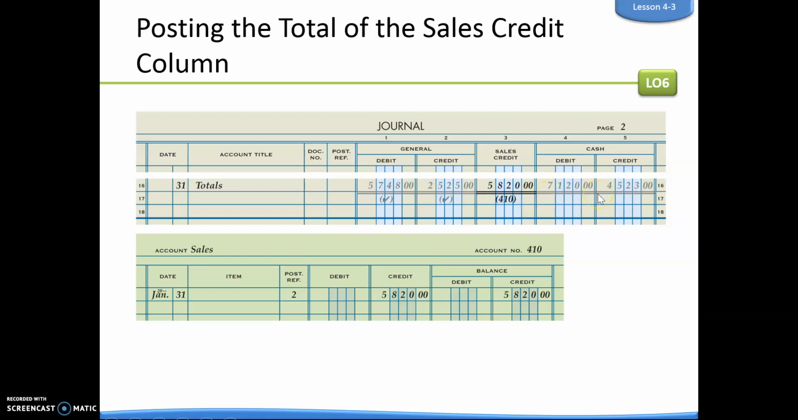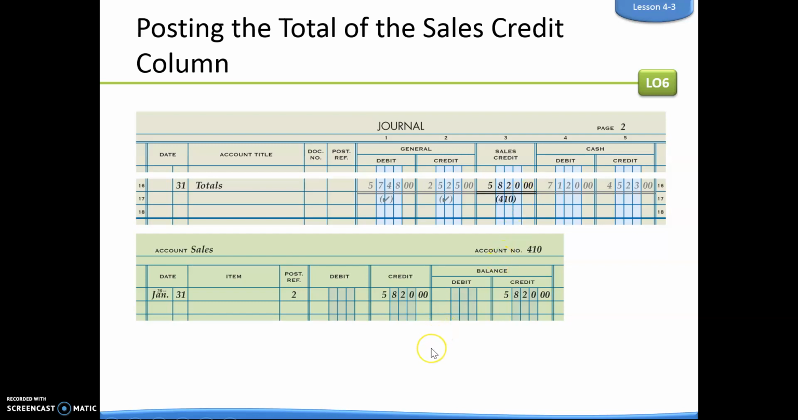Now, if you think about it, why would we do a total instead of doing them individually? Well, what it really comes down to is saving time. Sales and cash get used frequently, so if we were going to post those individually, we'd be doing it all the time. You could have 20 transactions that you need to post for sales or 50 transactions that you need to post for cash. And you just don't need to because we can do it as part of a total. So that's what we do.